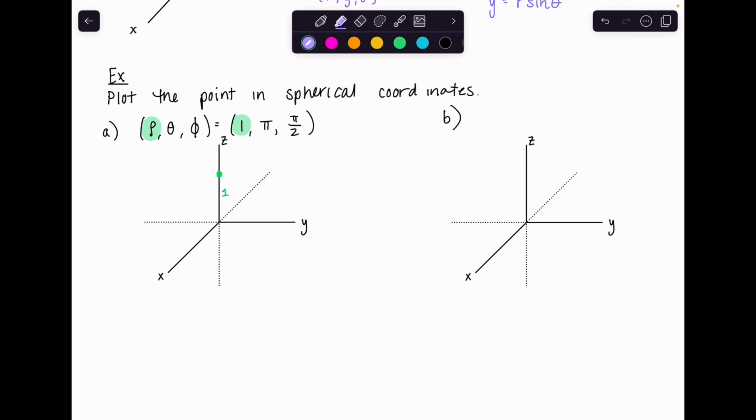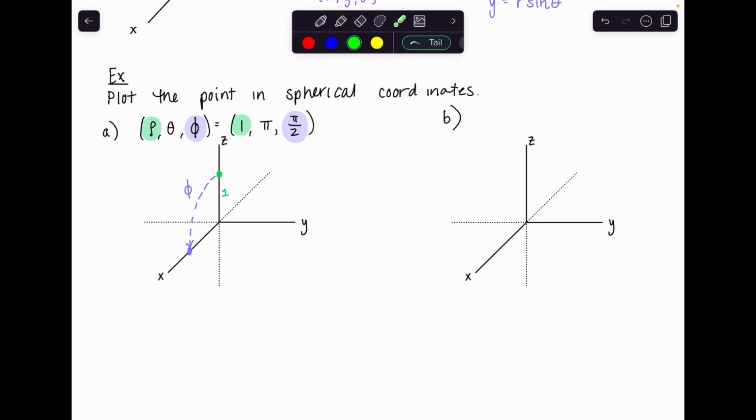Next thing I want to do is plot phi. Because again, theta is going to swing me around in the xy plane, so I want to wait to do that till last. So starting with phi, I'm going to head towards the x-axis, because remember, phi is going to be in the xz plane. So it's going to put me somewhere along this circle here of radius 1. So starting up here, since our angle is pi over 2, I'm going to go down 90 degrees, and that's going to land me right on the positive side of the x-axis. So this is my value of phi, which is pi over 2. Okay.